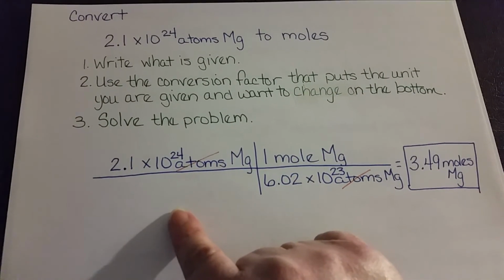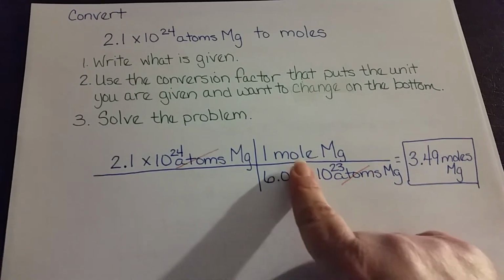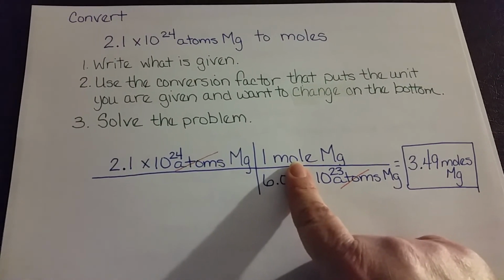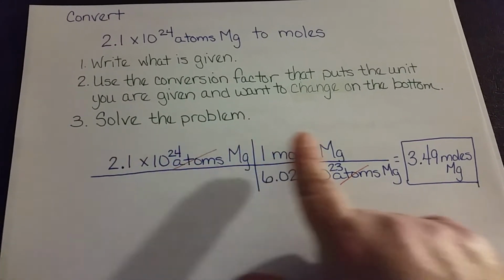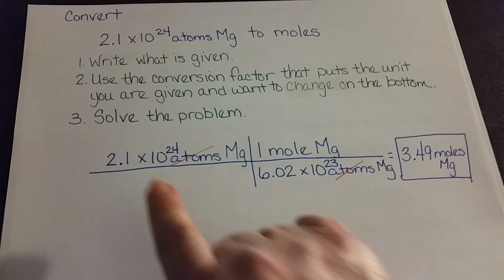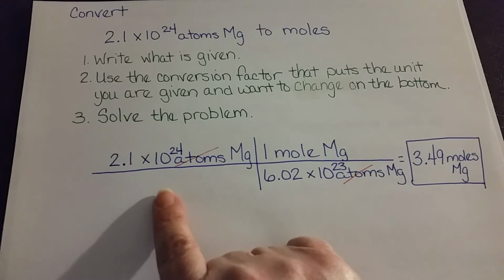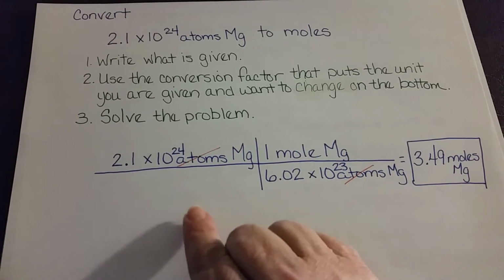So this would cross off my atoms. I would get rid of atoms, and I would be left with moles. That's the unit I want in my answer. Technically it's 2.1 times 10 to the 24th times 1 divided by 6.02. Now remember, this can be over 1. I often don't put that 1 there, but it can be there, and there's nothing wrong with putting it there.